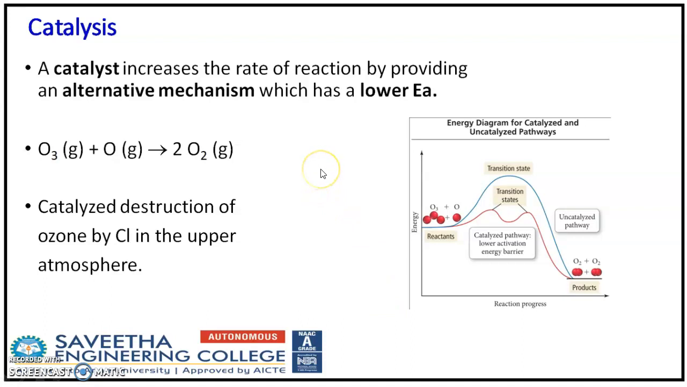Next, from this activation energy, they introduced the process of catalysis. A catalyst increases the rate of reaction by providing an alternate mechanism with a lower Ea. So when a catalyst is used, it lowers the activation energy of the reactant so that it can easily cross over the energy barrier and all the reactants are converted into products. Here they have taken an example of the reactions taking place in the ozone layer, which is catalyzed by chlorine.